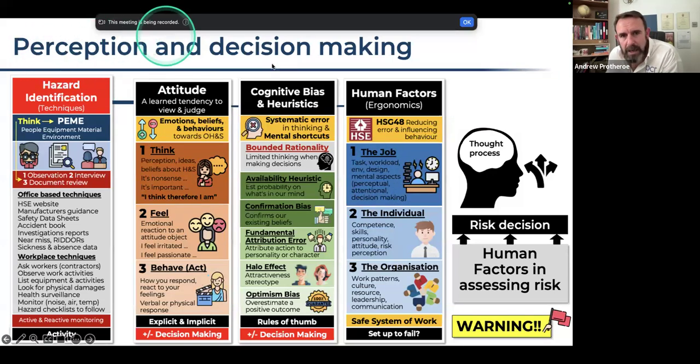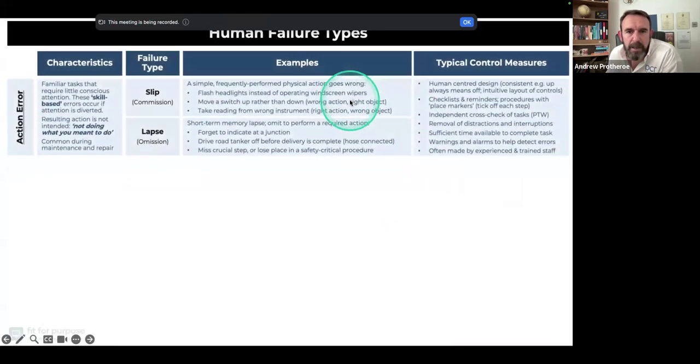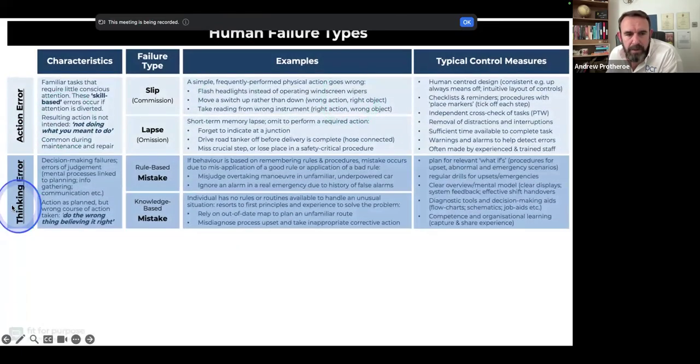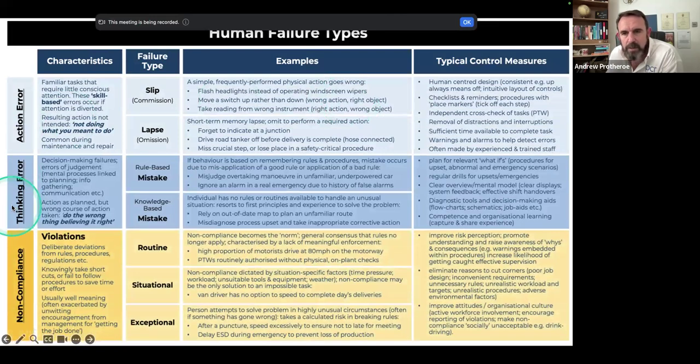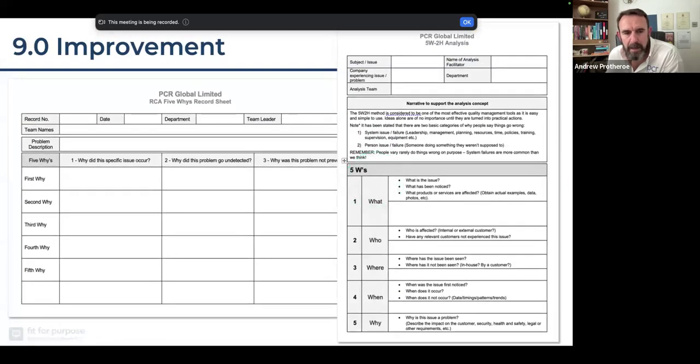Our perception and decision making in accident investigations is really, really important. Because we've got multiple failure types: we've got action errors, we've got thinking errors, we've got violations, as we know. And in that incident investigation, you are possibly judge and jury, which isn't great. I don't like being in that position, but ultimately someone's asking you to put pen to paper. So we really should be understanding of everything that impacts us, because we're trying to get to that improvement.